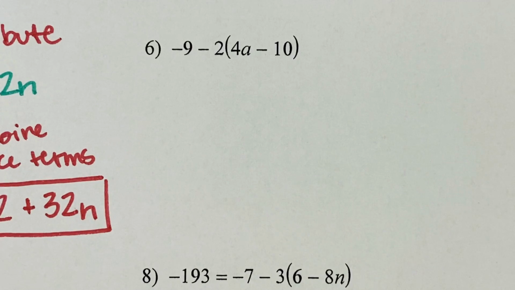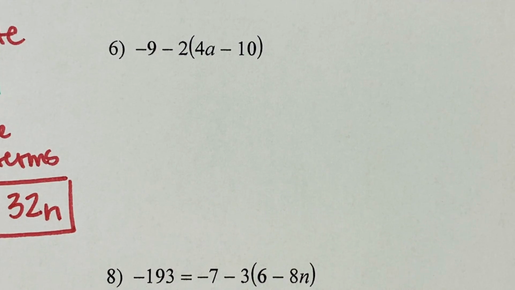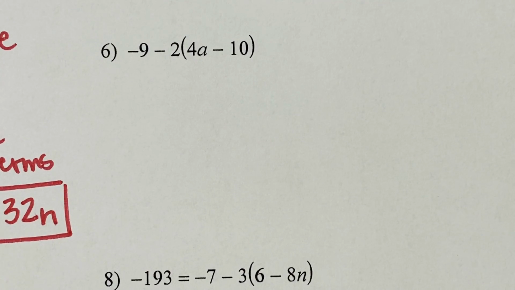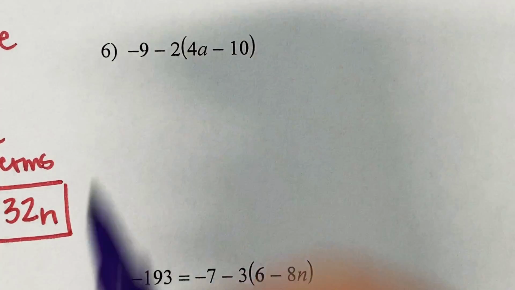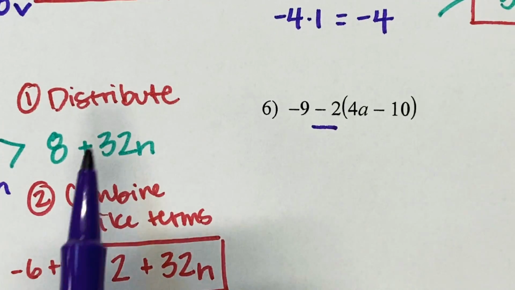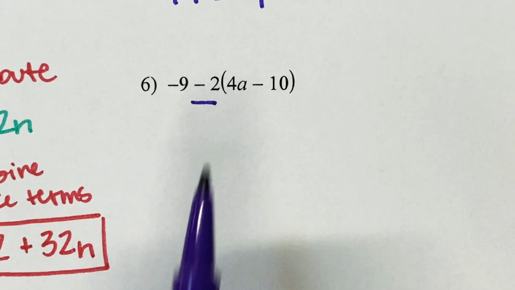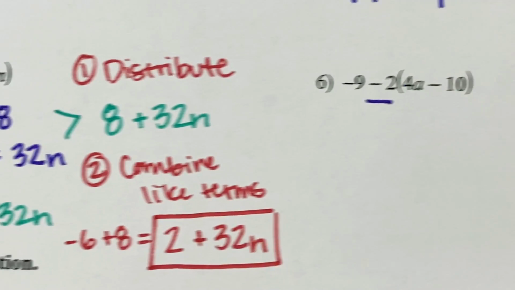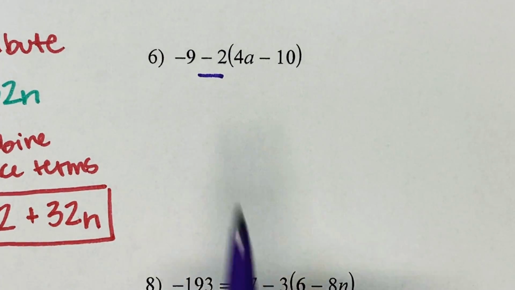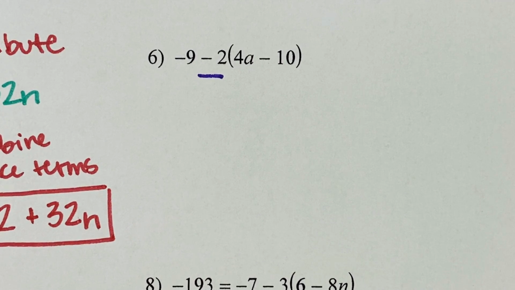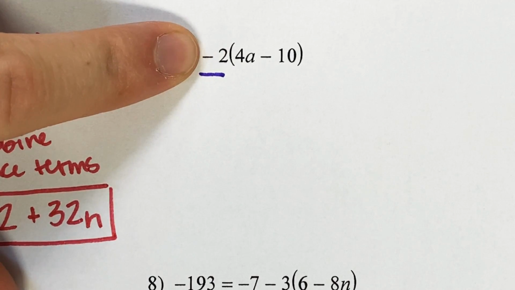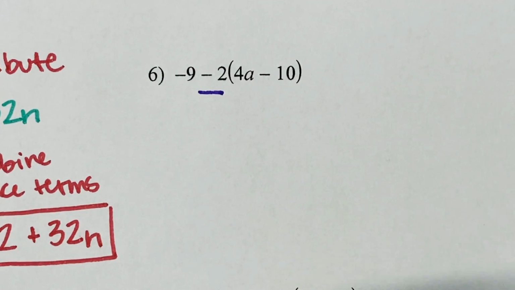Okay, so let's go to number 6. First let me ask you, what is the number that is going to be distributed? What is the number that's right in front of the parentheses? It's this -2. So for our first step, we're going to have to distribute that -2. But now, just like -6 on number 5, what is the number on number 6 that we are going to ignore until the very end? It's going to be that -9. We're going to ignore this -9 until the very end. So let's do our first step, our distributing.